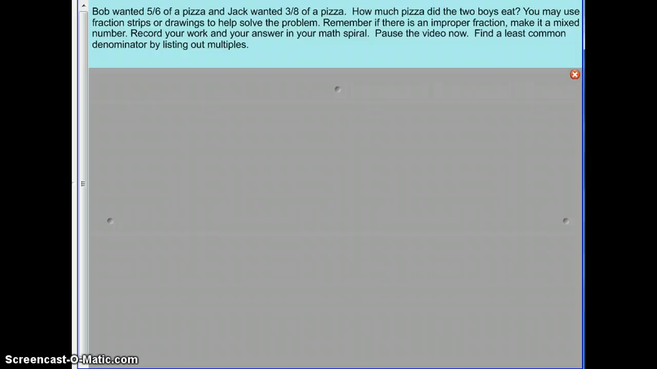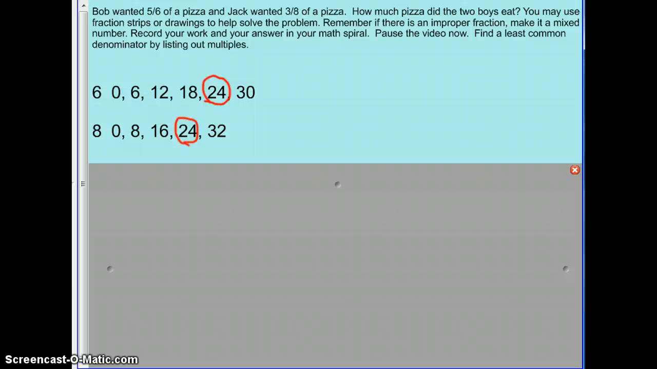Bob wanted 5/6 of a pizza, and Jack wanted 3/8 of a pizza. How much pizza did the boys eat? You may use fraction strips or drawings to help solve the problem. Remember, if there's an improper fraction, make it a mixed number. Record your work and your answer in your math spiral. Find a least common denominator by listing out multiples. Pause the video now to do this.